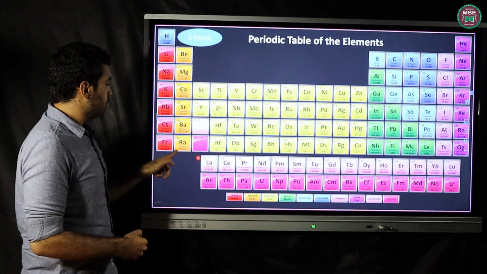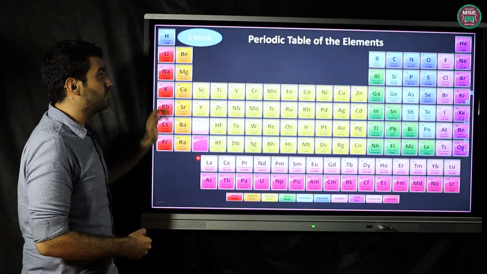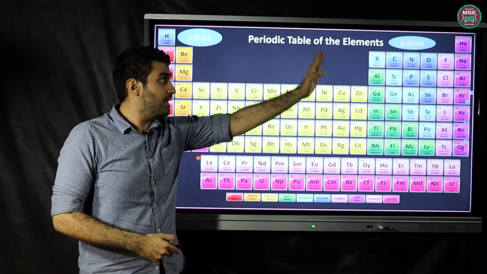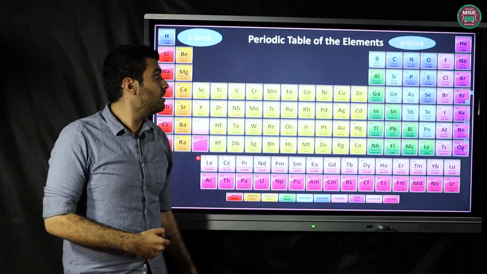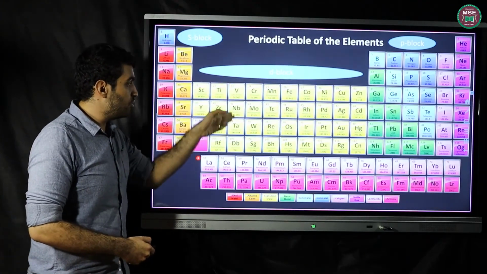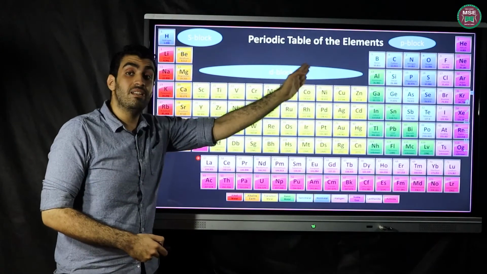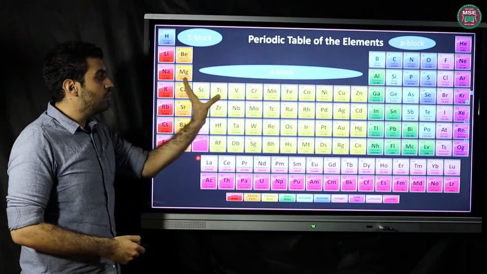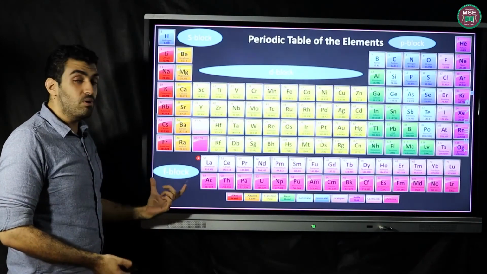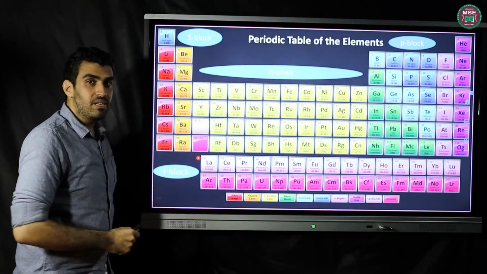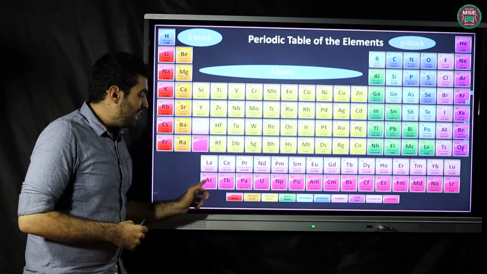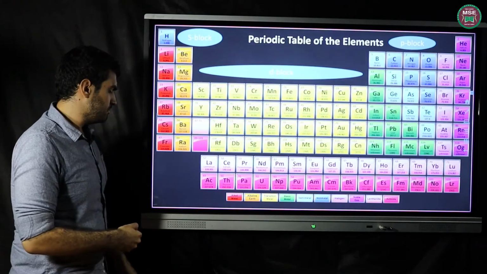S block: 2 groups found at the left side. P block: 6 groups found at the right side, 1, 2, 3, 4, 5, 6. D block is found in the middle and it has 10 groups. So 2, 10, and 6 make 18 vertical groups. F block is found below the periodic table, as we said, mostly left as space for lanthanides and actinides. Okay?